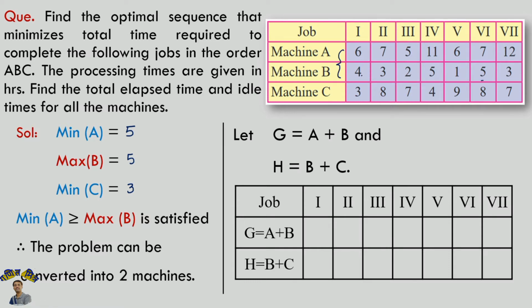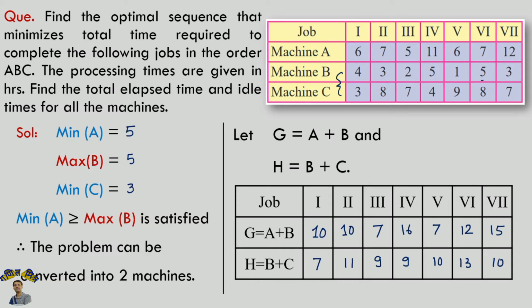So see, 6 plus 4, it is 10. Then 7 plus 3, it is also 10. Then 5 plus 2, 7. Then 11 plus 5, 16. 6 plus 1, 7. Then 7 plus 5, 12. And 12 plus 3, it is 15. Similarly, carry out this addition B plus C: 7, 11, 9, 9, 10, 13, 10.